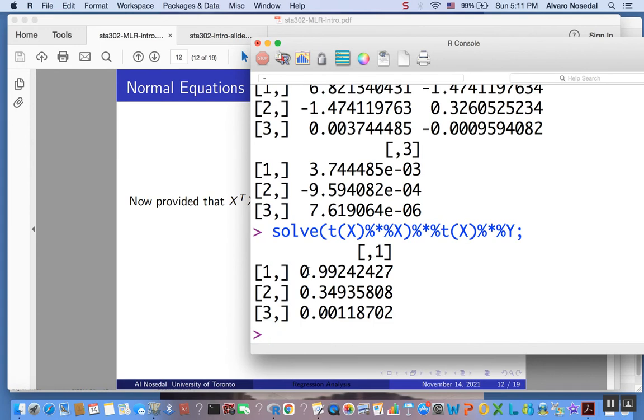Now, as you can see, we end up with a vector, a 3 by 1 vector, as we should. This would be beta 0, this would be beta 1, this would be beta 2. Okay, so now let me call this guy our beta hat. How's that?